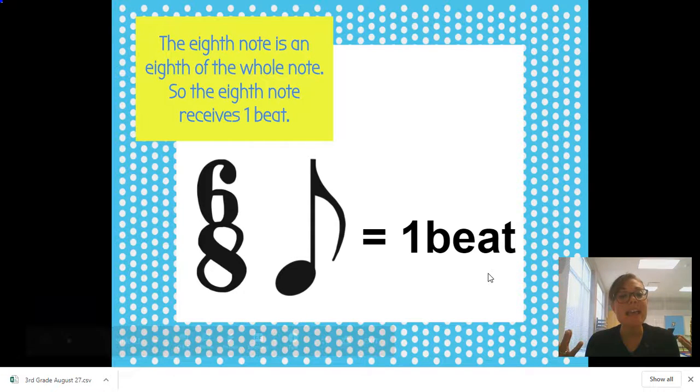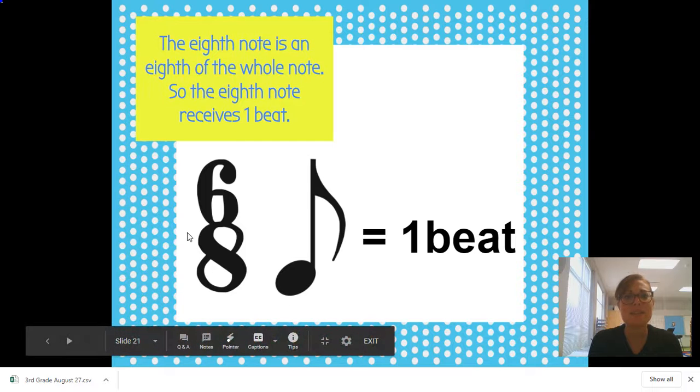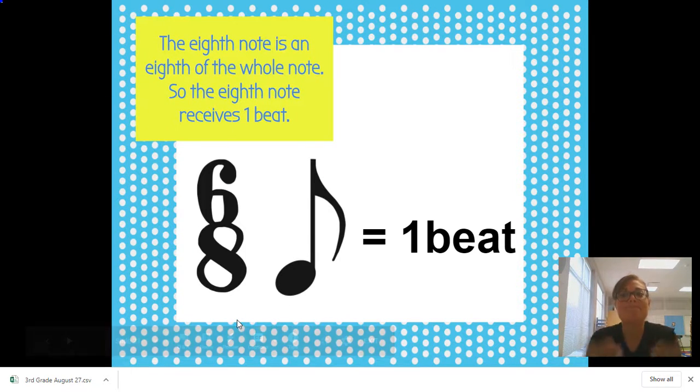It still takes 8 eighth notes to equal 1 whole note. That would mean in 6/8 time, the whole note would get 8 beats, which doesn't work with this time signature, which is why in 6/8 time, you never see a whole note. And that is your lesson on time signature for today.